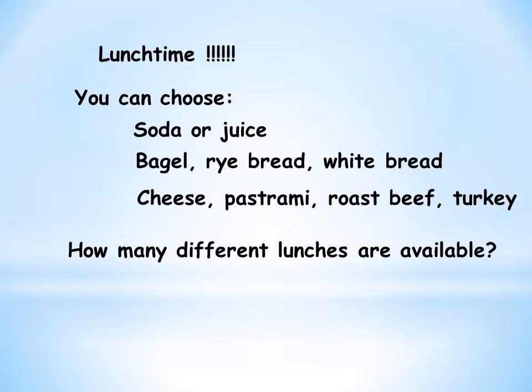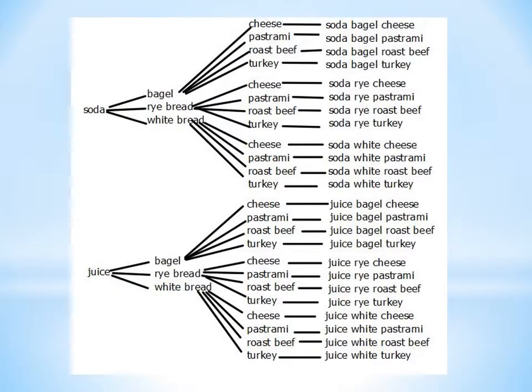Well, I have 2 choices for my beverage. I have 3 choices for my bread. And I have 4 choices for my meat, protein, if you will. So 2 times 3 times 4 is 24 different lunches that are possible. If you take a look at a tree diagram, this is what it would look like. And if you count all of these lunches up, you will see that, in fact, it does equal 24.